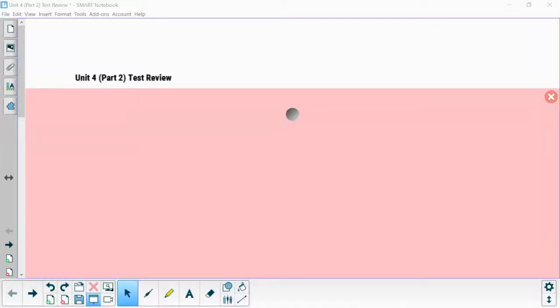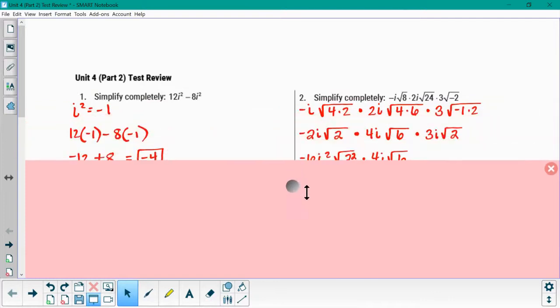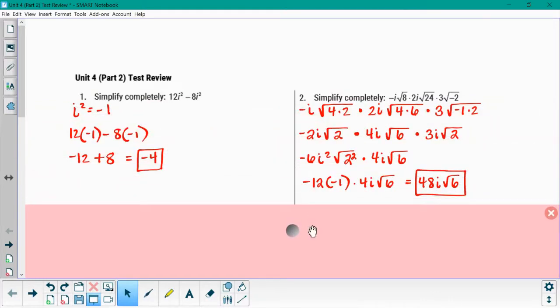Welcome to the Unit 4 Part 2 test review. Let's go ahead and get started. First two problems I have simplified completely.